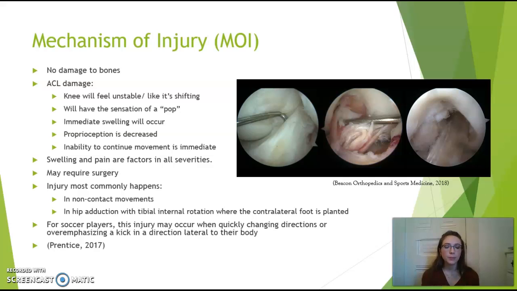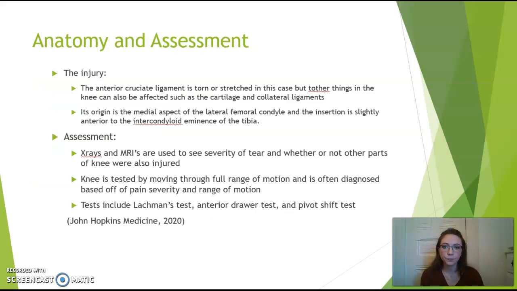For soccer players specifically, they could be changing direction really quick with their foot planted on the ground, and they couldn't be turning their whole body. It's painful. Or they could be running and trying to kick in a lateral direction to their body, and their entire body changes direction, and it's just too much for the ACL to be able to hold on to that much force and turning at the same time.